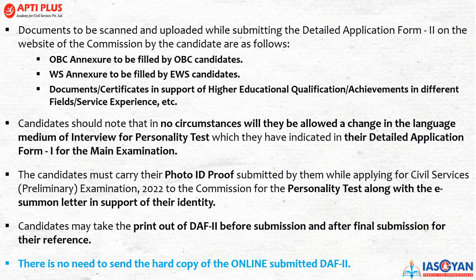Now the documents that need to be scanned and uploaded in the detailed application form are specifically for those candidates who belong to the reserved community, that is for OBC, they have to attach the OBC annexure to be filled by the OBC candidate, EWS annexure to be filled by the EWS candidate, and documents and certificates in support of higher educational qualification, achievement, field experience, service experience can also be uploaded.